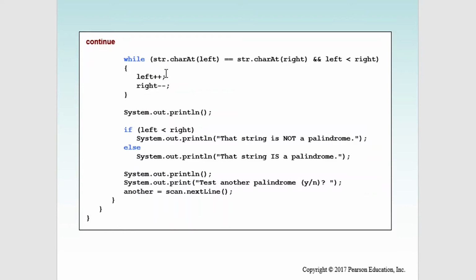So they're basically incrementing left and decrementing right. So they're just looking at each character. Eventually this is going to stop. And when this inner loop does stop, if left is less than right, then it's considered not to be a palindrome. In all the other cases, it is a palindrome.